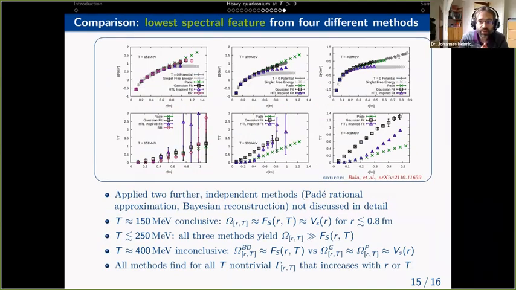So currently it's not yet totally unambiguous. If you look at this plot at 400 MeV here, you see that this HDL-based analysis gives you a result that is almost consistent for the real part with the singlet free energy, as it is usually used in the Debye-screened potential model calculations.